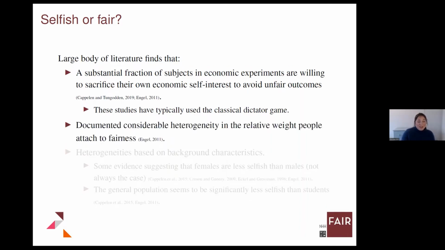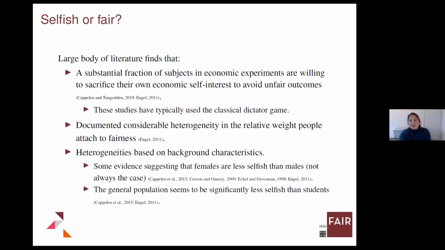Now, there is a bit of heterogeneity here, of course. Some only focus on their self-interest, whereas some would put all the weight on what they consider fair and split equally. There's also some heterogeneity when it comes to background characteristics. There's some evidence that females might tend to be less selfish here than males, but this is not true in all samples. For instance, where I come from, my school, I know they've done a study in the student populations. It seems that as females, we are as selfish as the males.